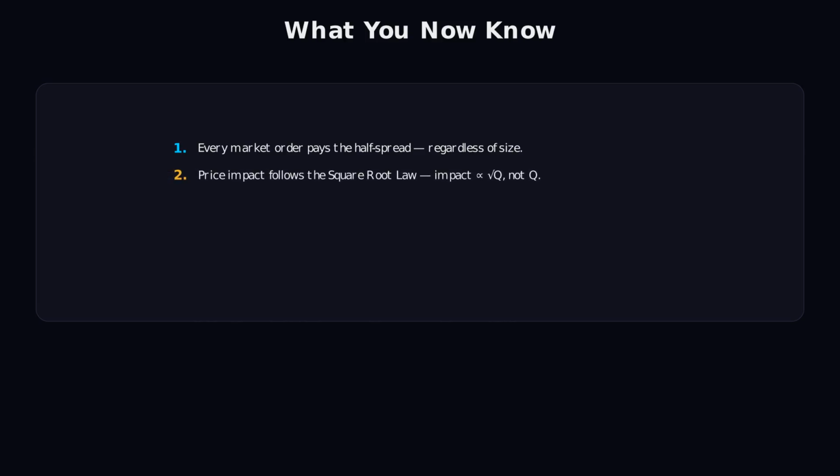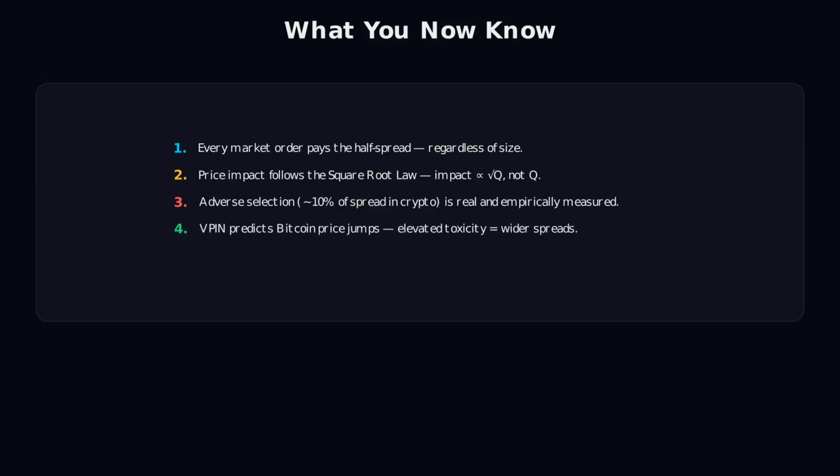5 things you now understand that most traders do not. Every market order pays the half spread. Price impact follows the square root law. Adverse selection is real, roughly 10% of the spread in crypto. VPIN predicts Bitcoin price jumps, and your $10,000 trade's true cost, $13, not the $10 fee your exchange shows you.